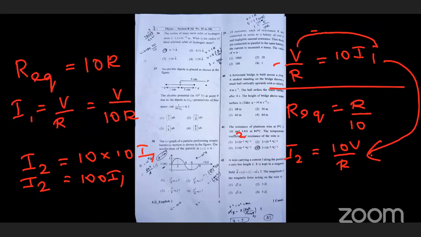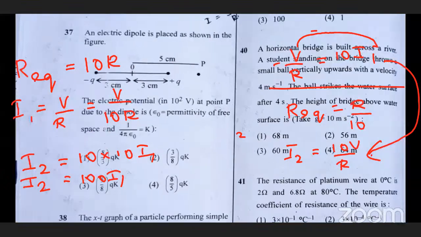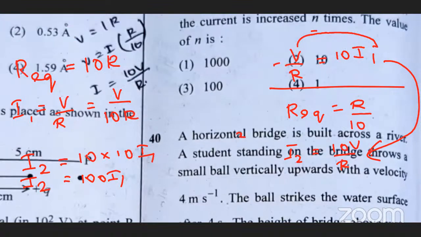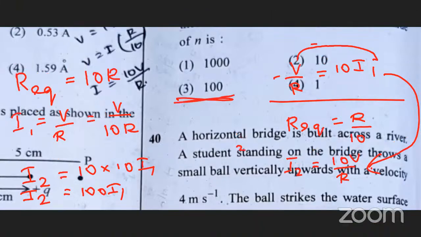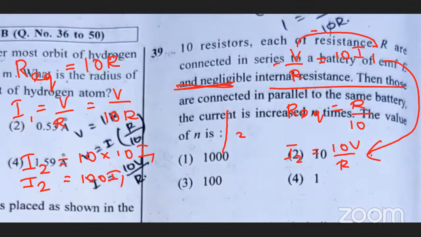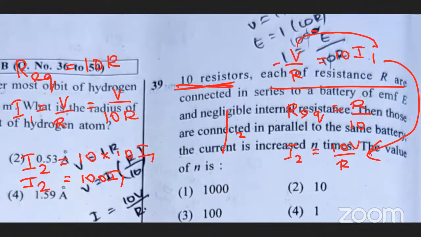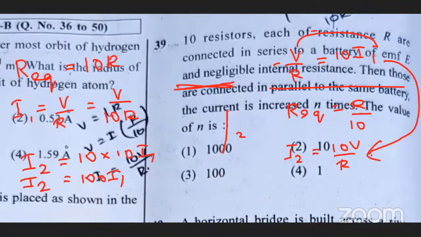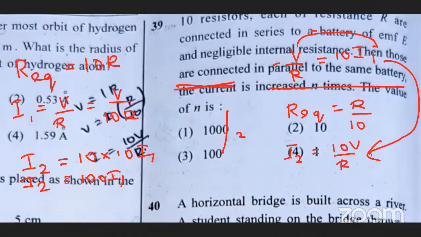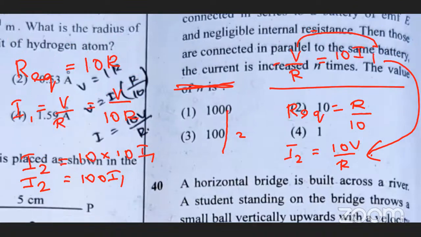So the correct answer for this question is 100. Option number 3 is the right answer. The current is increased by n times, so 100 I1, so 100 times is the right answer. Option number 3 is the right answer.